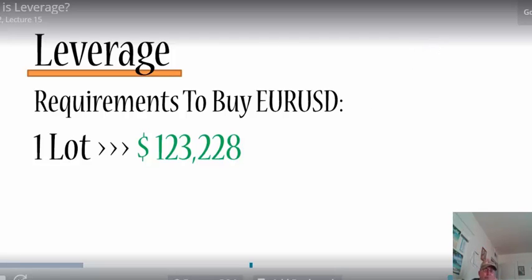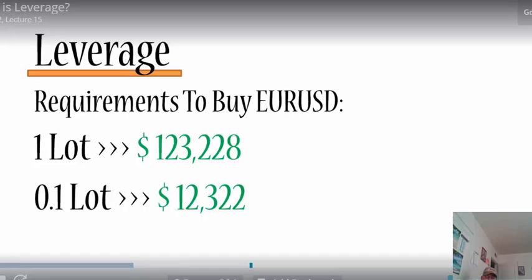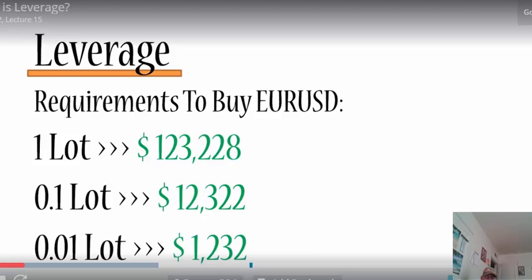As discussed, in order to buy or sell one lot of euro dollar, you need $123,228 on your account, which is a lot of money. But even in order to trade with 0.1 lots, you need $12,000. And in order to conduct the smallest transaction possible, a micro lot, 0.01 lots, you still need $1,200 on your account, which is a lot of money.